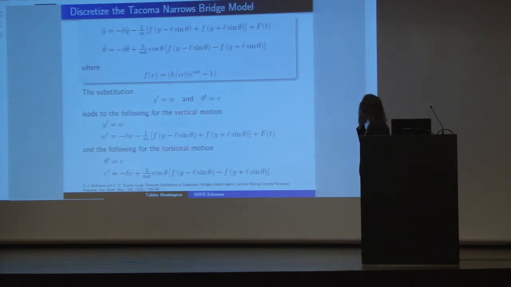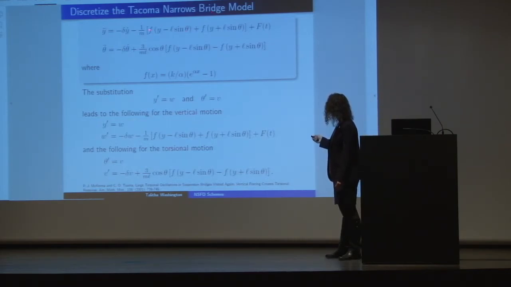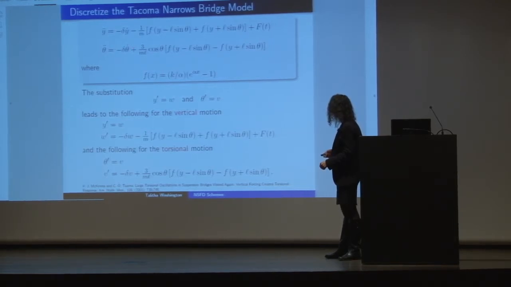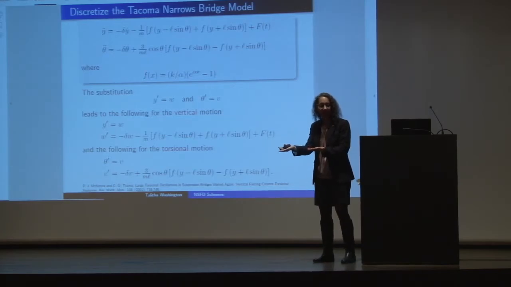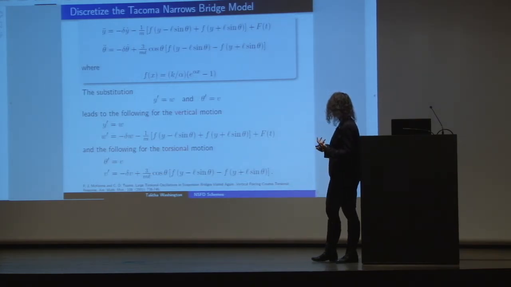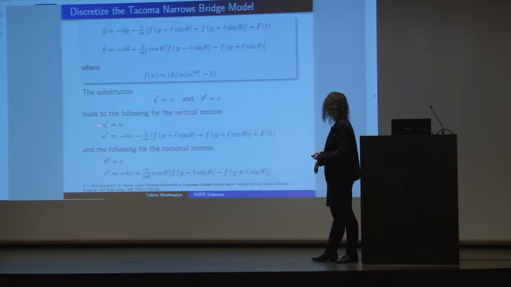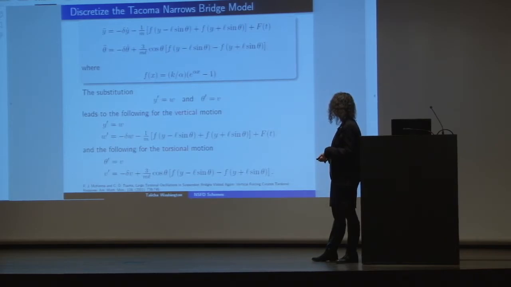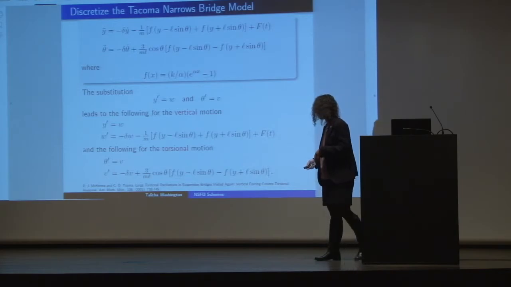So what's a way we can discretize the Tacoma Narrows Bridge in the non-standard way? We can take this nonlinear function f, instead of the plus and the minus, in these expressions, and similarly the equations as before. When we discretize, we like to take a second-order equation and turn it into a system of first-order equations by a reasonable substitution. If we let y prime equal w and theta prime equal v, then we can rewrite y double prime, since y prime is w, by replacing the terms on the right-hand side with y or w. So we get a system of first-order equations for the vertical motion, and similarly for the torsional motion.